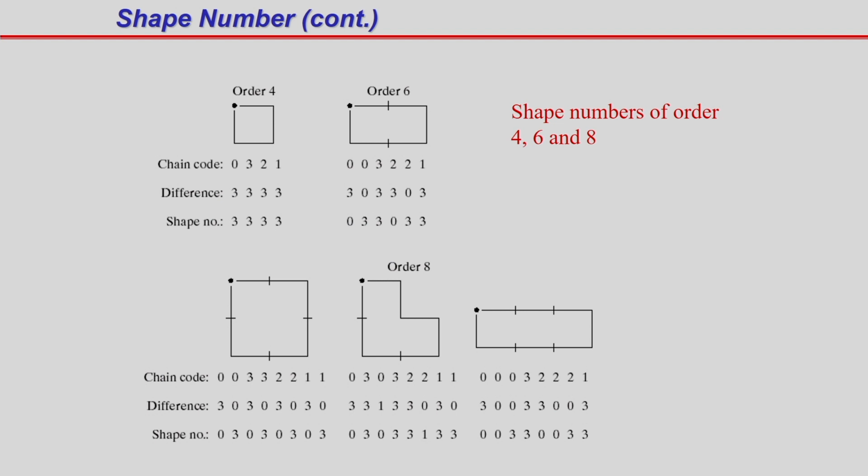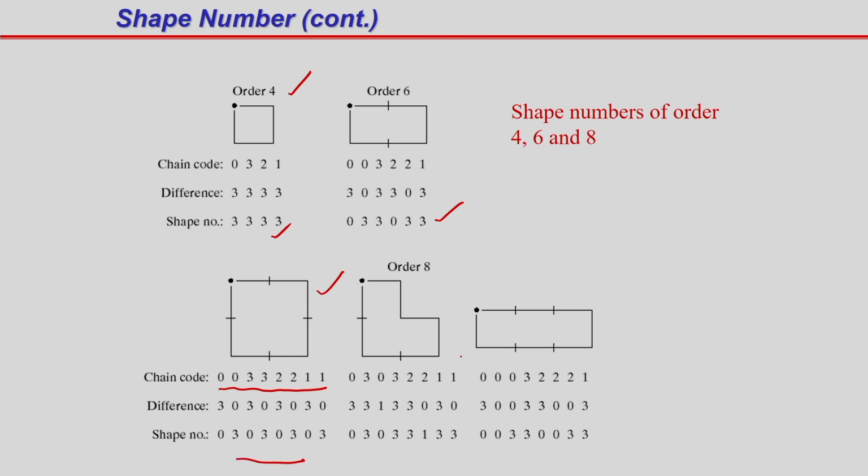Here I have given another example. So already I have shown this example, that is the order 4, and that boundary is considered, and from this I can determine the shape number. Similarly, corresponding to order 6, I can also determine the shape number. And if you see here, corresponding to this boundary, my chain code is 0, 0, 3, 3, 2, 2, 1, 1. And from this I can determine the first difference, and after this I can determine the shape number.